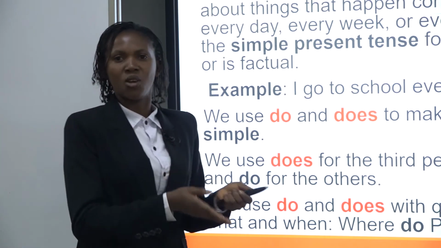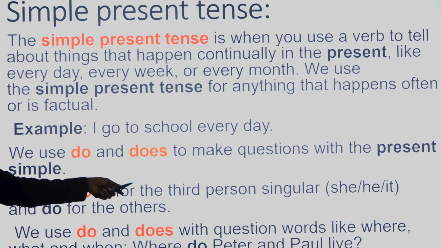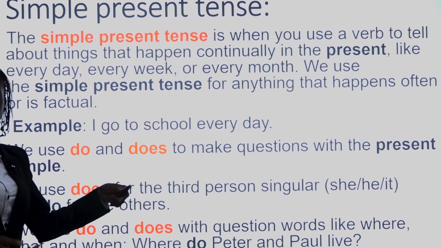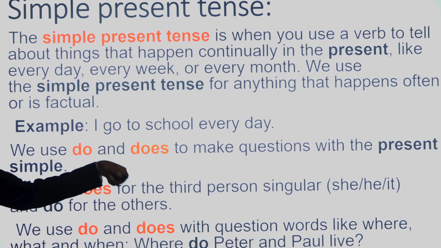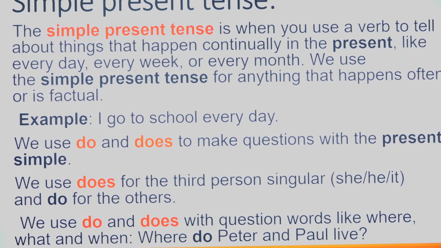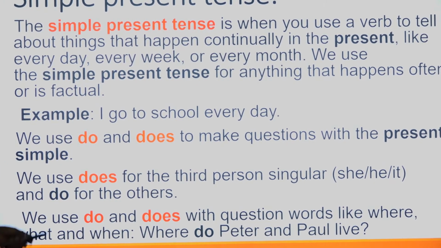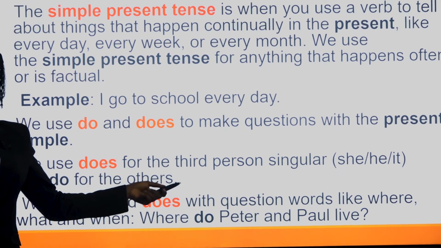If it's singular, we use does. We use does for the third person singular, like she, he, it. "It" is used for something that is not a man or woman, like a dog or an animal. We use do for the others.